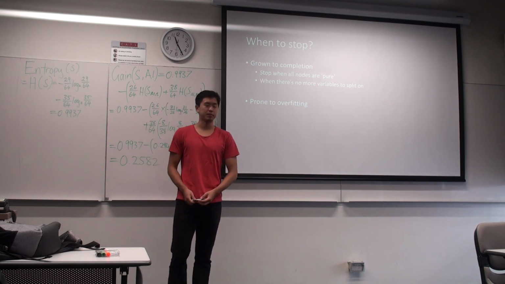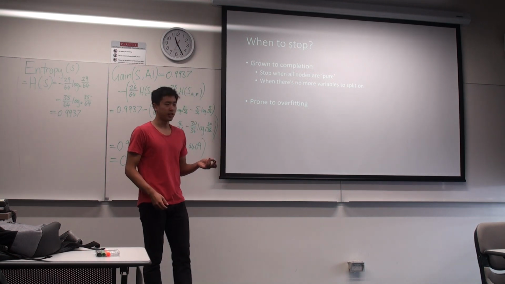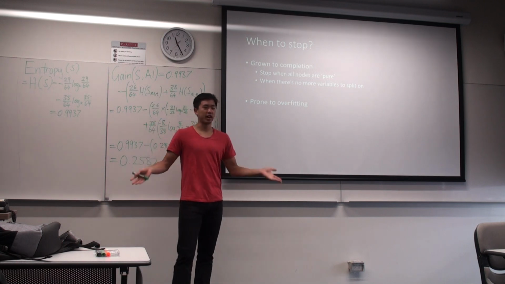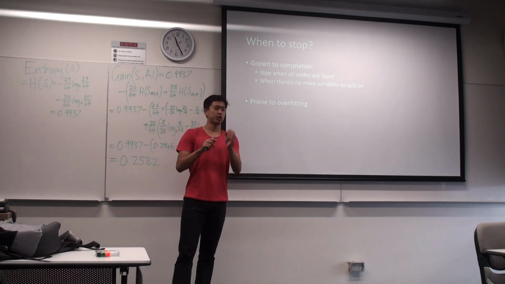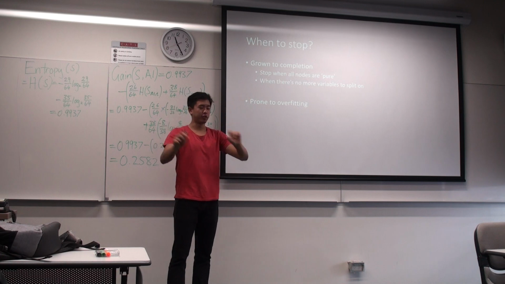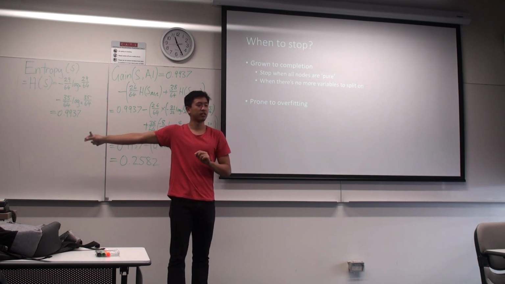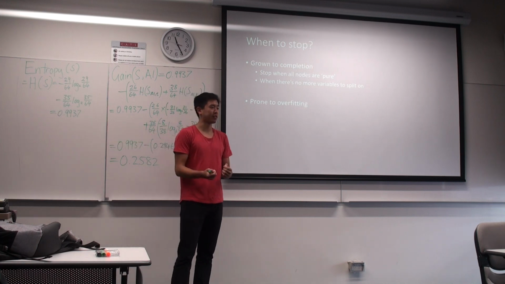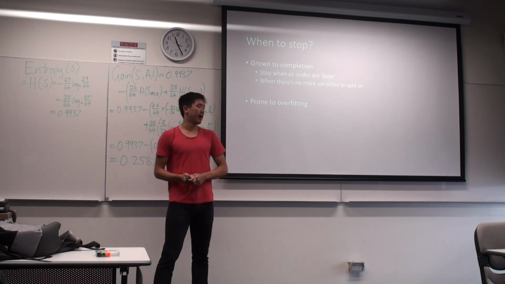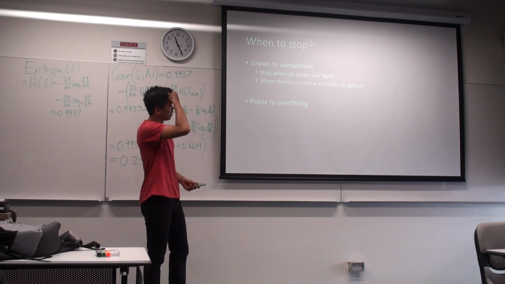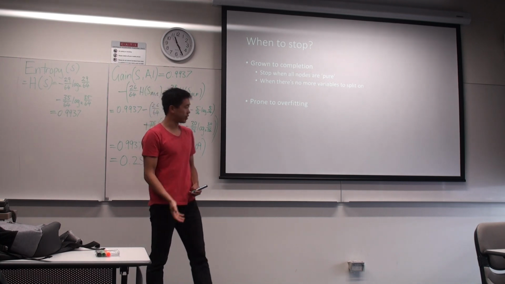But when we grow a tree to completion, it's prone to overfitting, because if we have a lot of variables, we might end up with a lot of different nodes and branches, each with its own single observation in it. So we're getting very specific with what we're looking for. And that's just a classic example of overfitting.